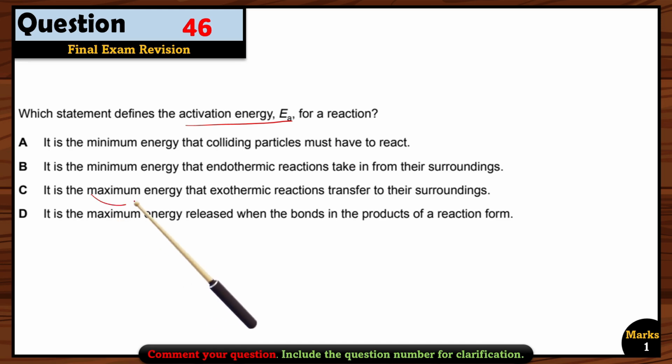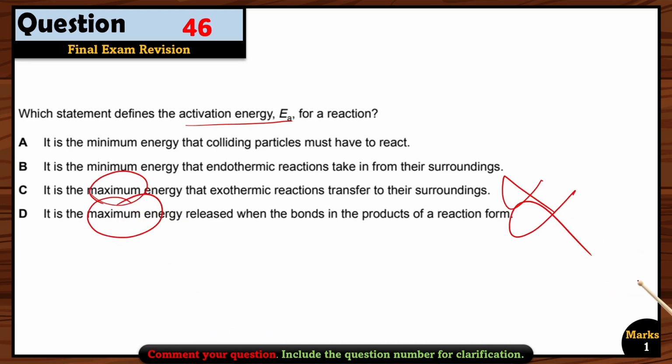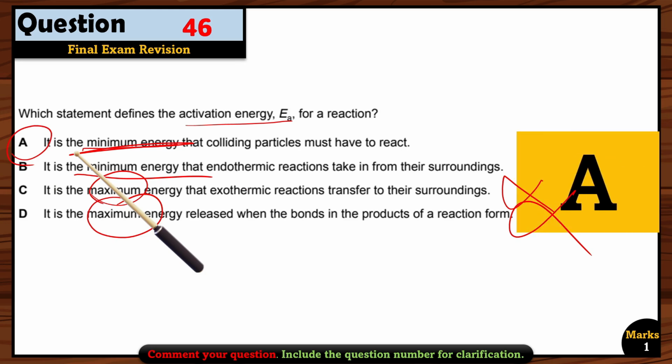Sometimes students choose the word maximum. That is wrong. It is not the maximum amount of energy. It is actually the minimum amount of energy that the particles must have to react. Okay, so that's why option A is the right option. So it is the minimum amount of energy that the reacting particles must have to react. So option A is the right option.